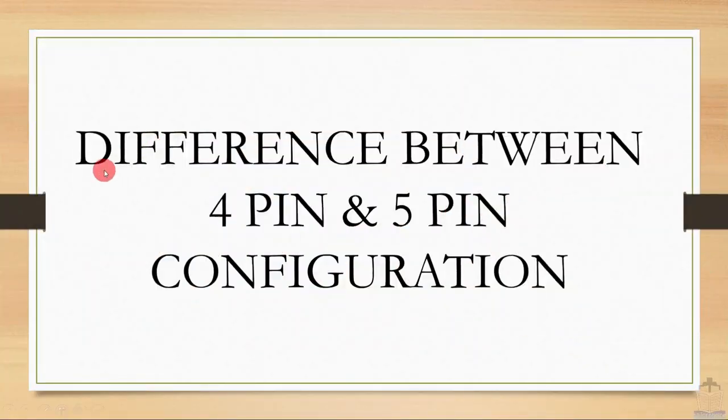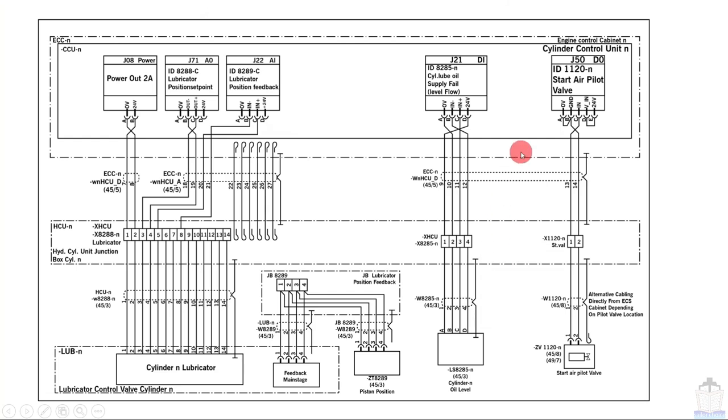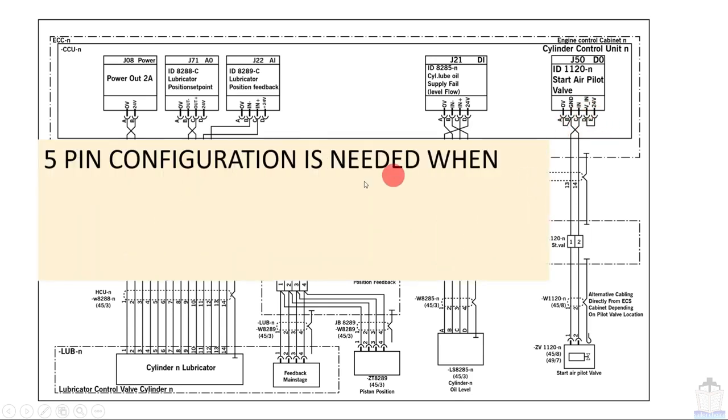So the next topic is the difference between 4 pin and 5 pin configuration. Here is the electrical diagram of the CCU. In channel number 21 you can see there are 4 pins, whereas in channel number 50 there are 5 pins. So what is the major difference between the 4 pin configuration and the 5 pin configuration? Here also a 24 volt operating voltage is there, and here also the same, but you will see that the configuration is different. Let us see what the differences are.